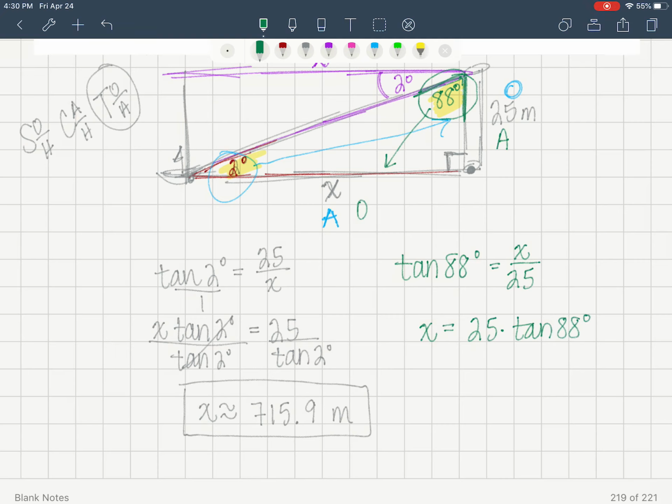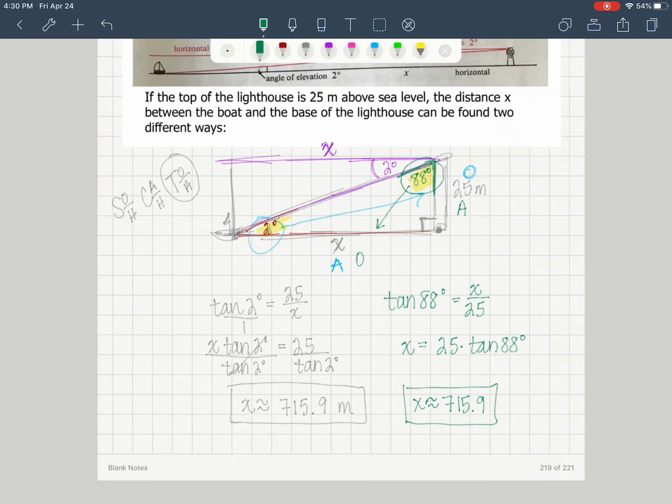I'm going to put that into my calculator, and it is absolutely no surprise whatsoever that I get the same exact number. So there's 2 different ways that we could have written an equation to solve for x, and either way is absolutely correct.